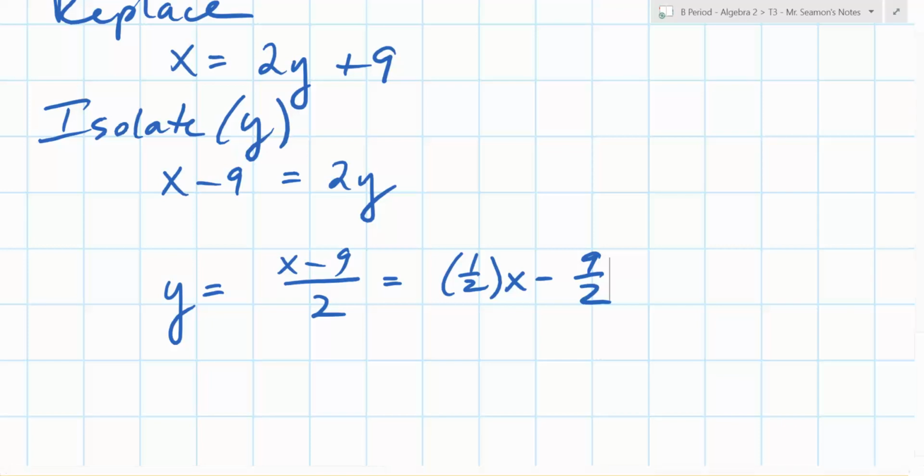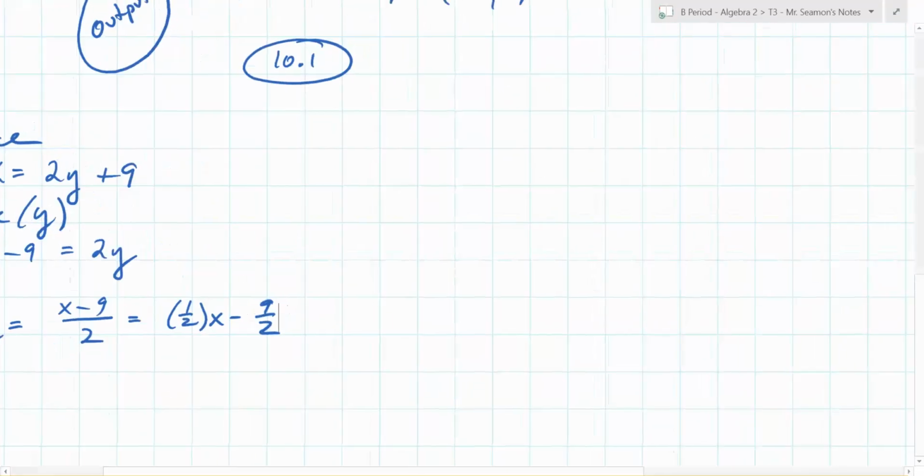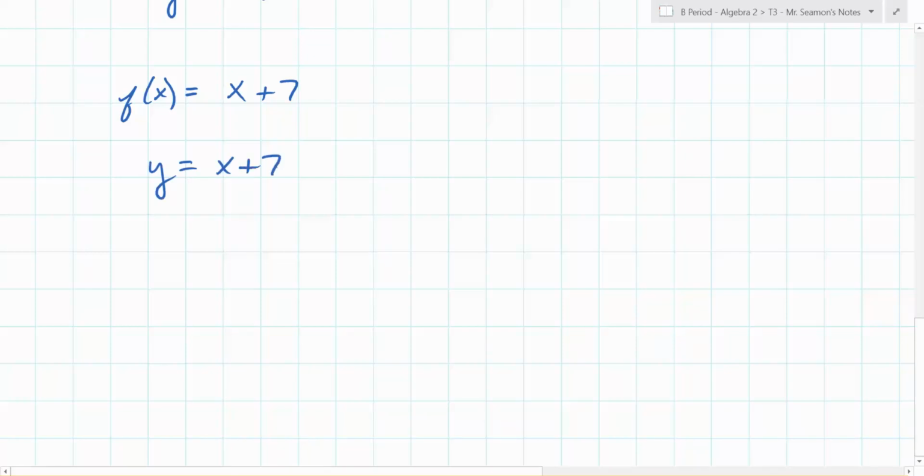Okay, so what I'd like you to do right now is do the same exact thing. Let's say it was f of x is equal to, let's say, x plus 7. It always messes me up when you put it in f of x. What is f of x mean? It's just another way of saying y equals x plus 7. Yep. So what do you subtract next, Sarah?